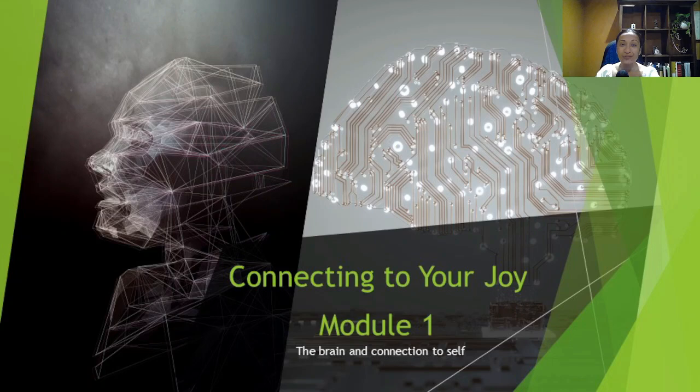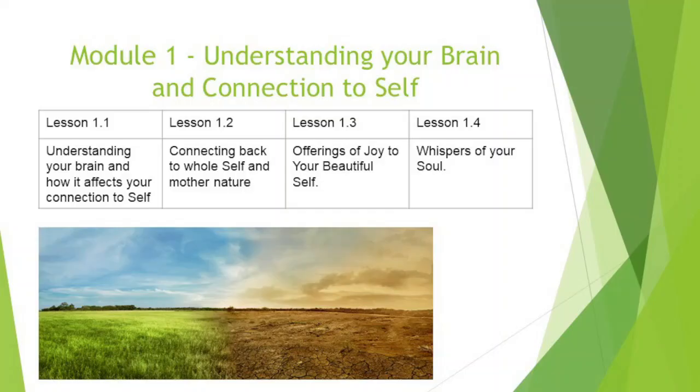This is Module 1 and this is about the brain and connecting to yourself. Let's get started. So this module is divided into 4 lessons. The first lesson involves understanding your brain and how it affects your connection to yourself. Lesson 1.2 is about connecting back to your whole self and how it is so integral to connecting to Mother Nature.